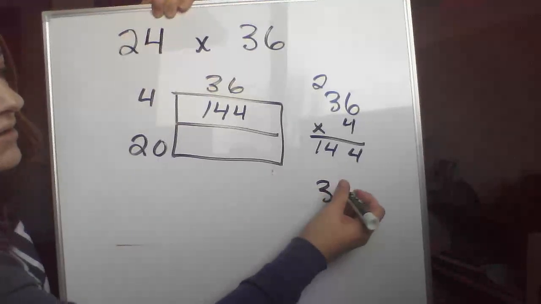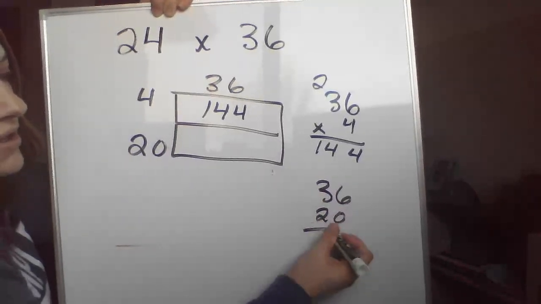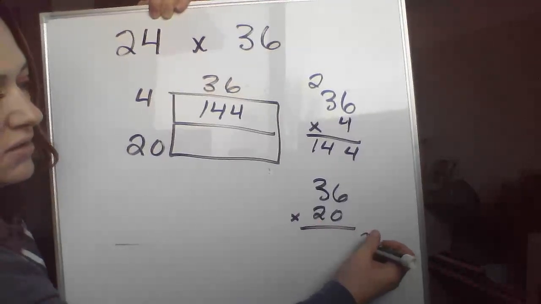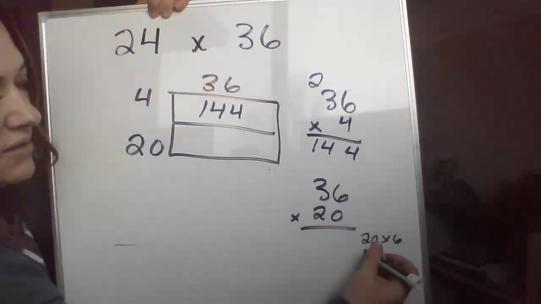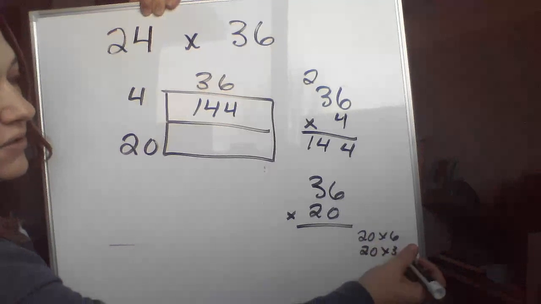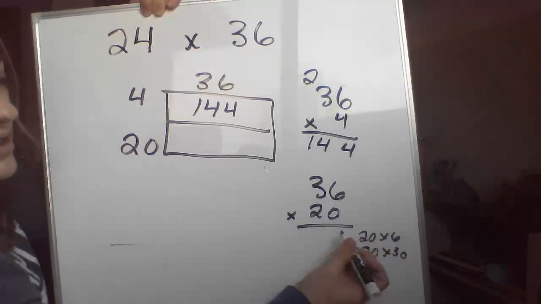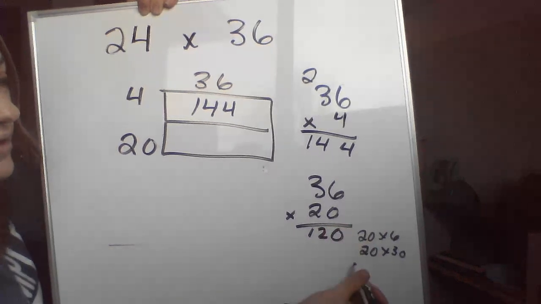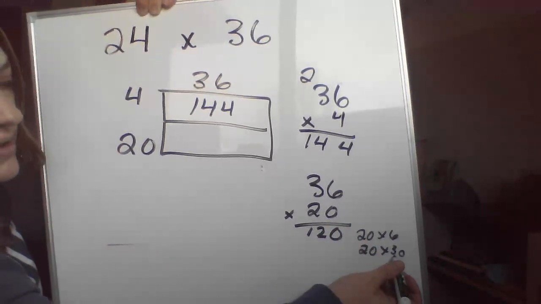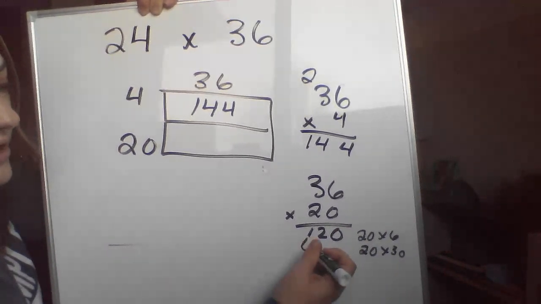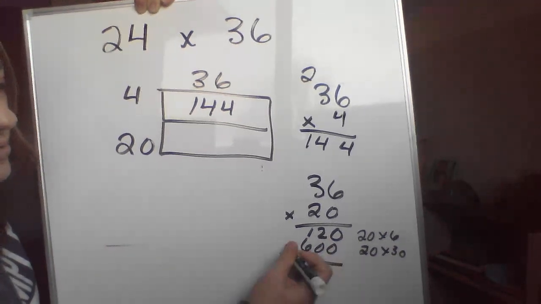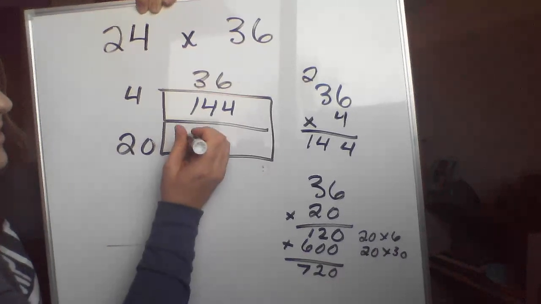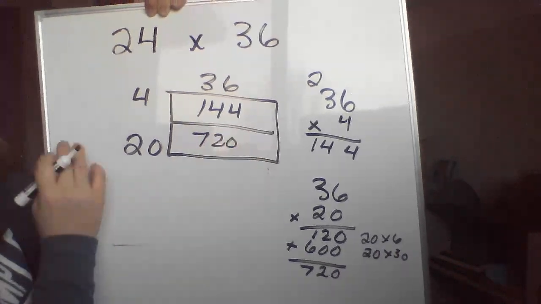Well, 36 times 20, we could use those partial products and say, well, we have 20 times 6 and 20 times 30. 2 times 6 is 12 plus the 0. 2 times 3 is 6 plus 2 zeros is going to give me 600. That's going to give me 720, which is my other partial product.